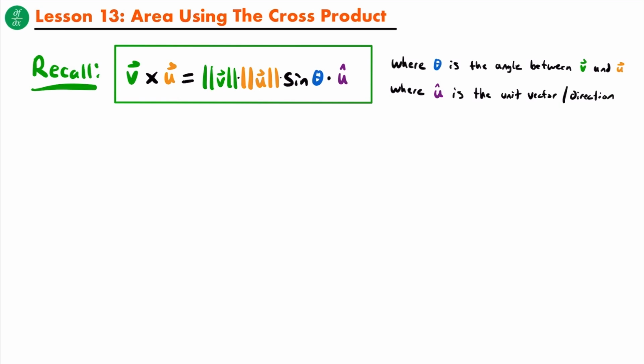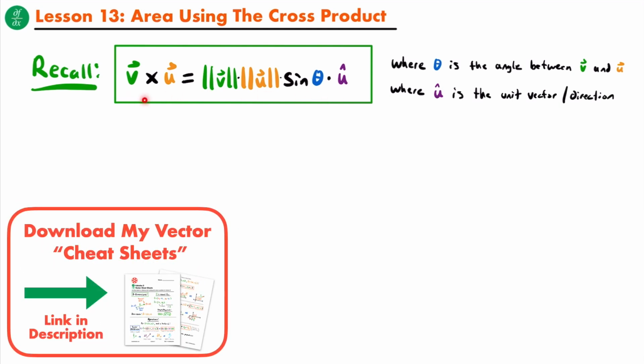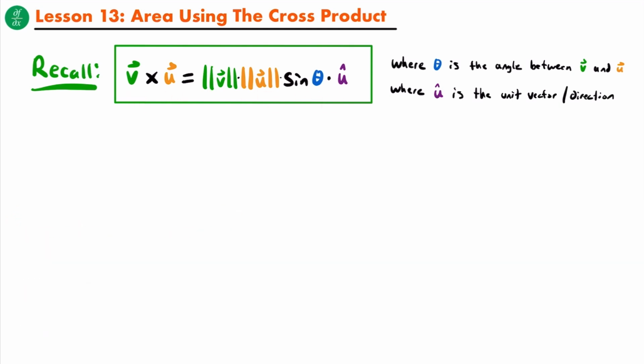Alright, in particular, we're going to be using this definition of the cross product. I like to call it the alternate form of the cross product. I showed you where this formula comes from in my lesson on the cross product, and the formula goes like this. For two three-dimensional vectors, vector v and vector u, vector v cross vector u, or the cross product of those two vectors, will be equal to the magnitude of vector v times the magnitude of vector u times sine theta, where theta is the angle between those two vectors, and then you're multiplying all of that by a unit vector that describes the direction of that cross product.